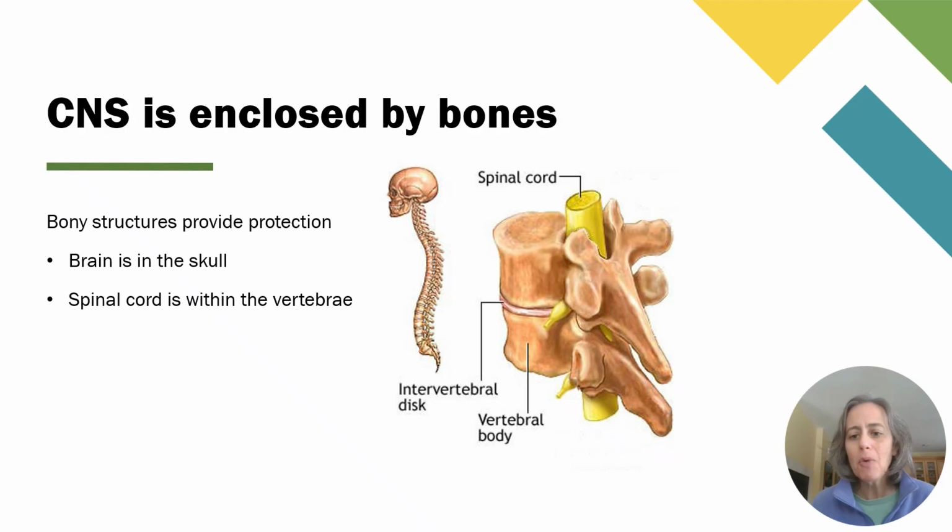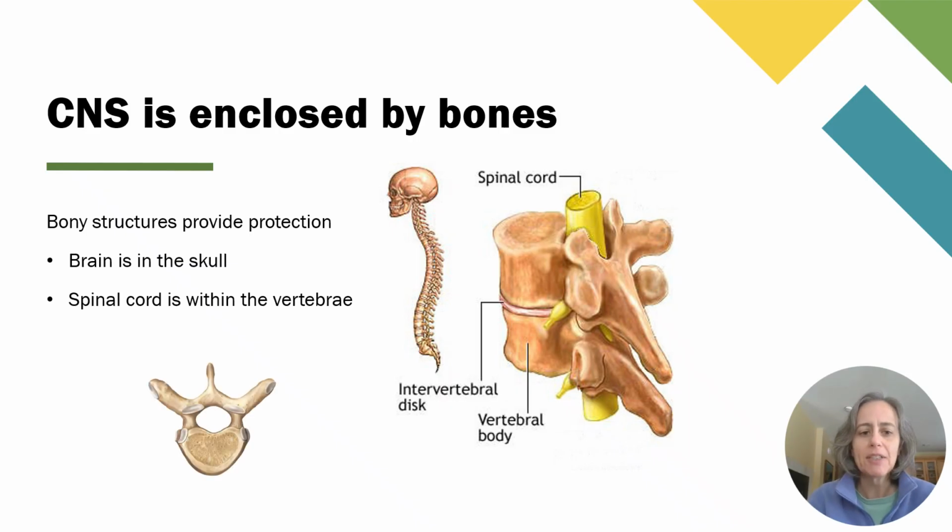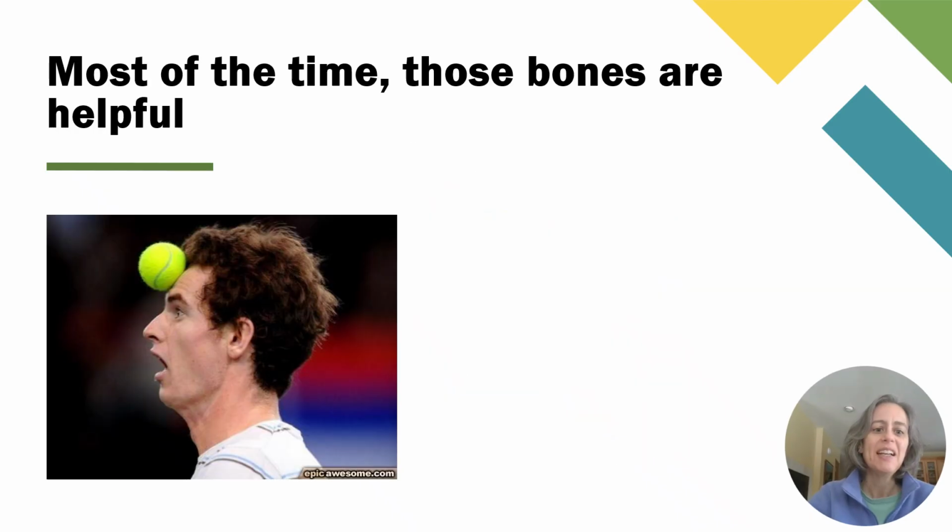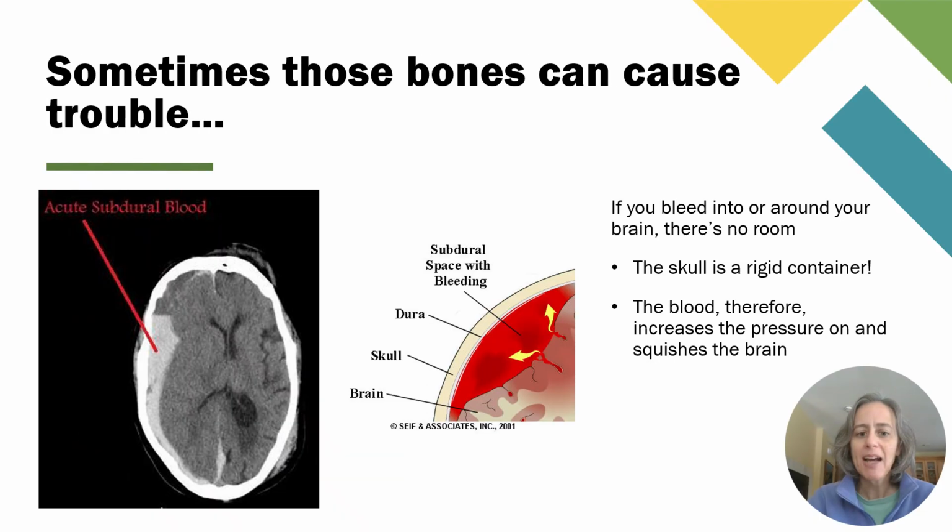I also want to point out, you know this, but the central nervous system is enclosed by bones, right? So the brain, of course, is in the skull, and that helps protect it, which is excellent. And the spinal cord is also enclosed by bones. It travels through this kind of tunnel. If you look at a vertebra top down, you can see this central canal in the vertebrae, and that is where the spinal cord travels. So these are very important organs, so they are well protected. And then, of course, they have meninges and CSF too. So most of the time, those bones are really helpful, as I mentioned, protecting from trauma. But as we talked about a little bit in lab, sometimes they can cause trouble.